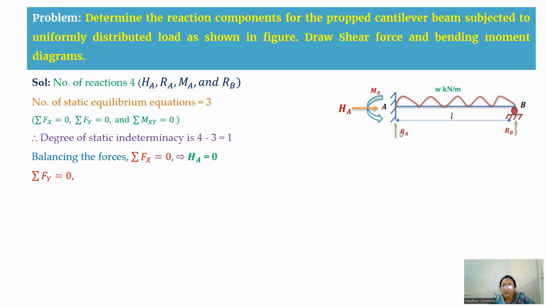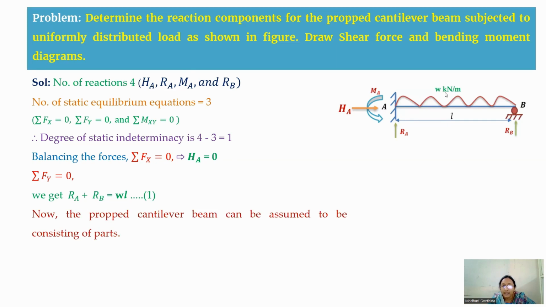So here the vertical forces are RA and RB in upward direction. Whereas in the downward direction, the total load on this beam is W kilonewton per meter, that is UDL. Therefore, the total load will be equal to W into L. So therefore, RA plus RB will be equal to W into L. So this is an equation we are getting.